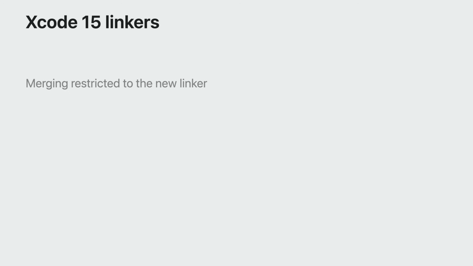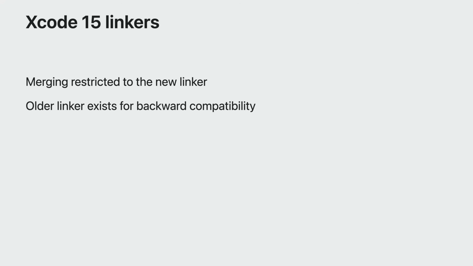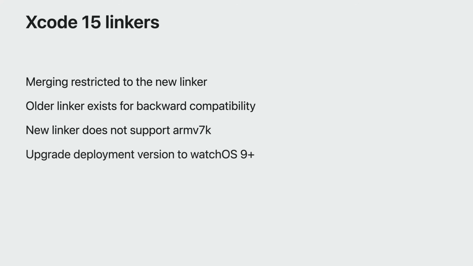Throughout this talk, I've mentioned some new linker options. These options will only work with the newly implemented linker. But if you peek inside the toolchain, you'll notice there are two static linkers. The older linker is still supported for backwards compatibility. Most notably, that linker can still build for ARMv7k, but the new linker does not. The last platform to support the ARMv7k architecture was watchOS 8. If you don't need to deploy to watchOS 8 or earlier, upgrade the deployment version to watchOS 9 to use the new linker.